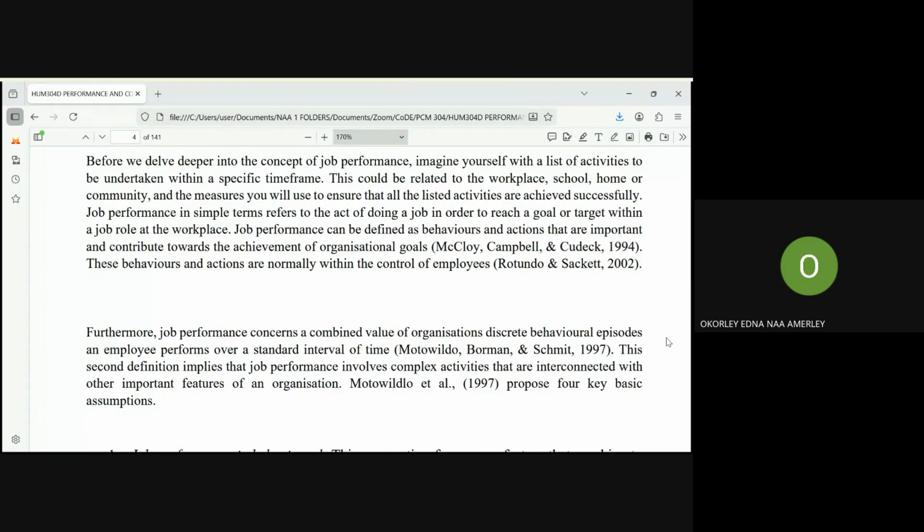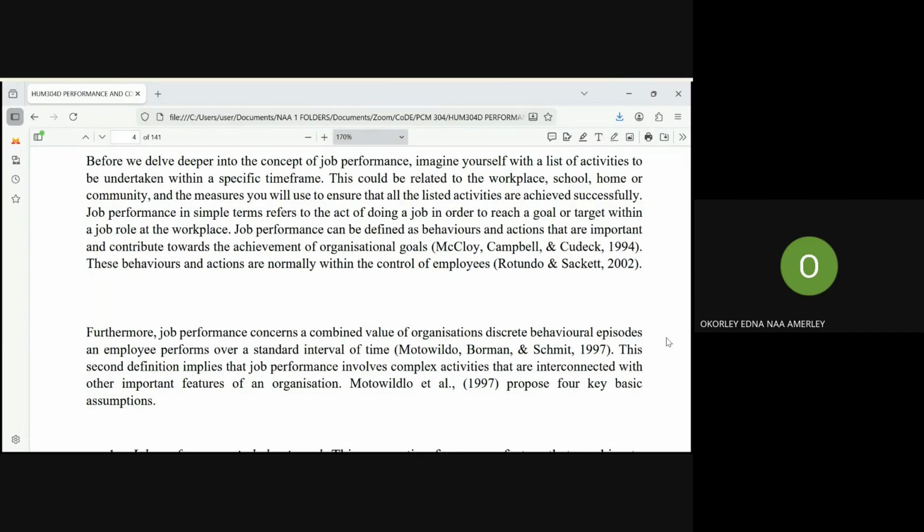So that is what we classify as what it takes to do the job: the skills, the behaviors, the attitudes, and how you go about it, all are in your control. So it goes on to let us know that job performance concerns a combined value of organizations' discrete behavioral episodes. Because the behaviors and the actions, the attitude, and everything that we need to do the job is in our control, we want to look at a second definition of job performance.